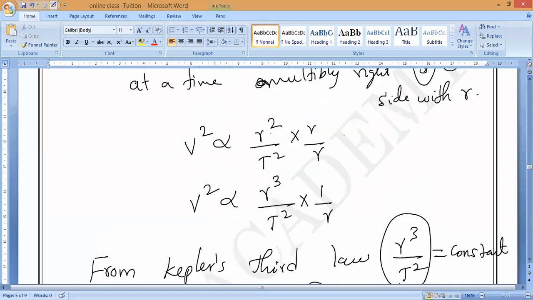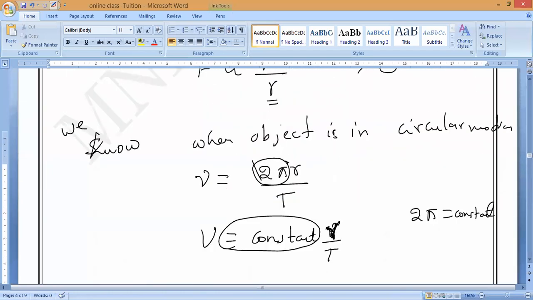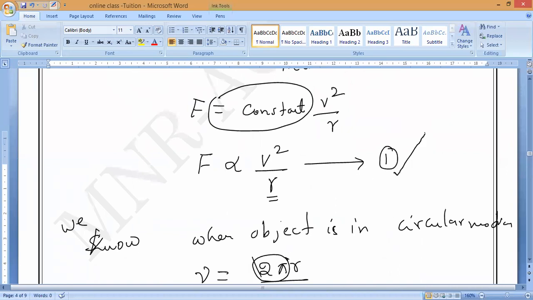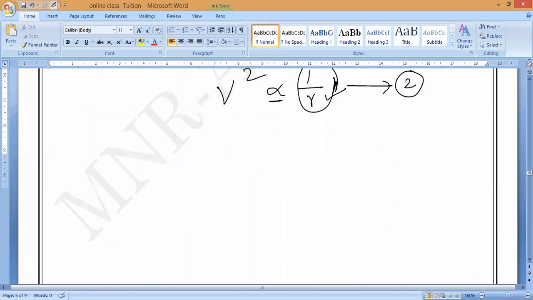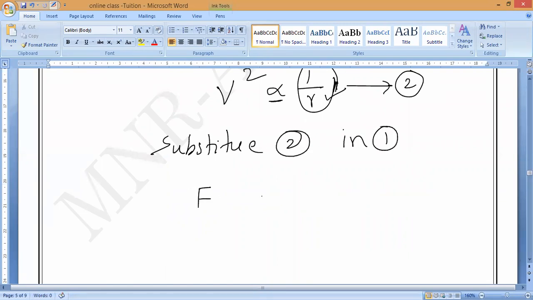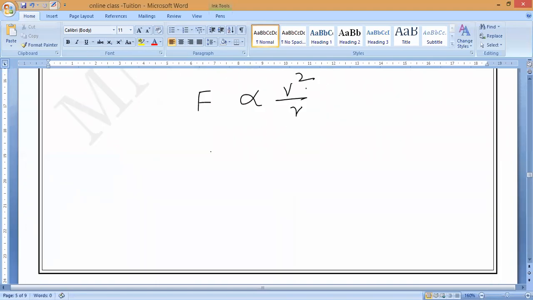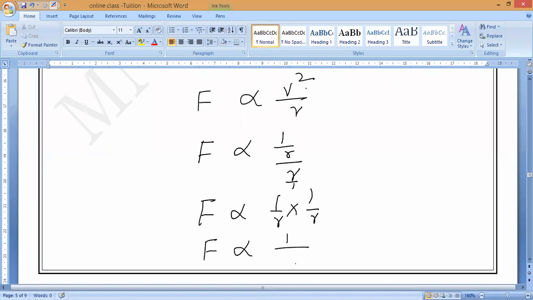Now substitute equation 2 in equation 1. What is equation 1? F is directly proportional to V square by R. Now V square means 1 by R, so 1 by R by R, which is equal to 1 by R into 1 by R. Is it yes or no? That is 1 by R square.